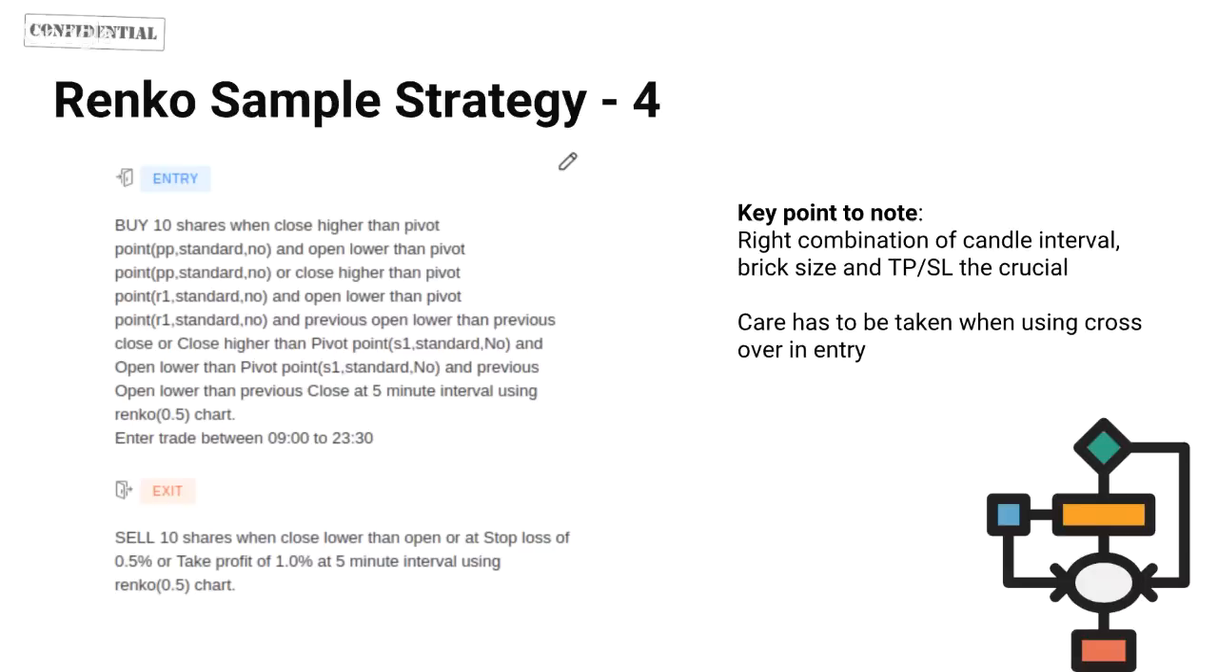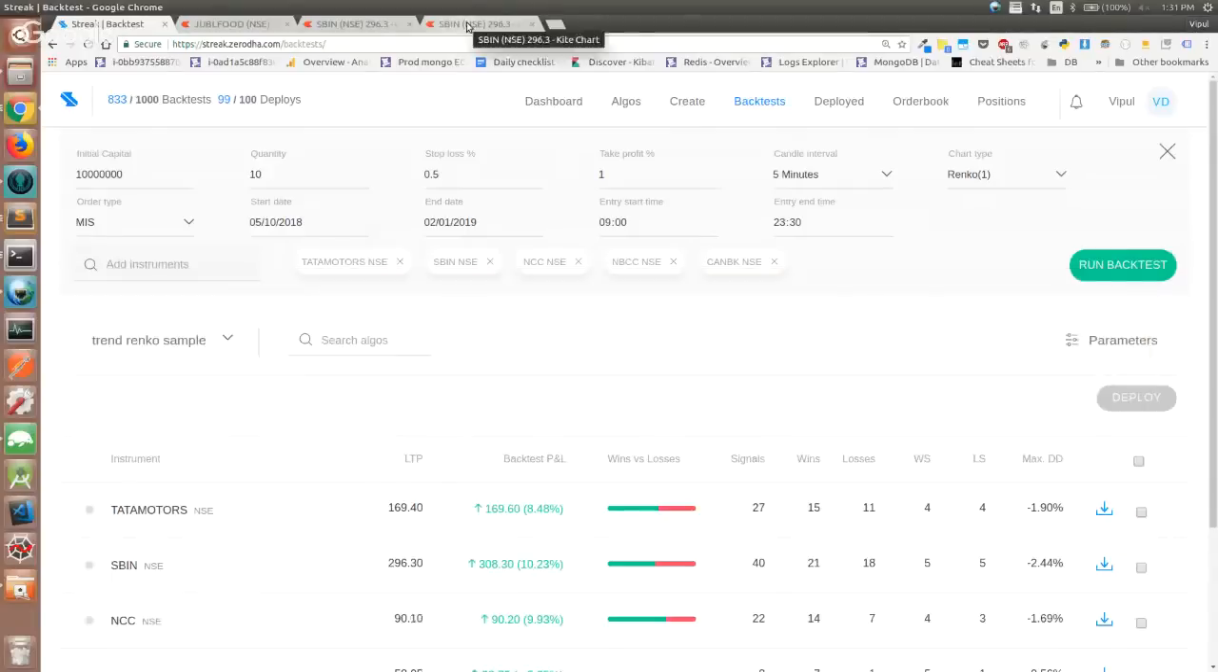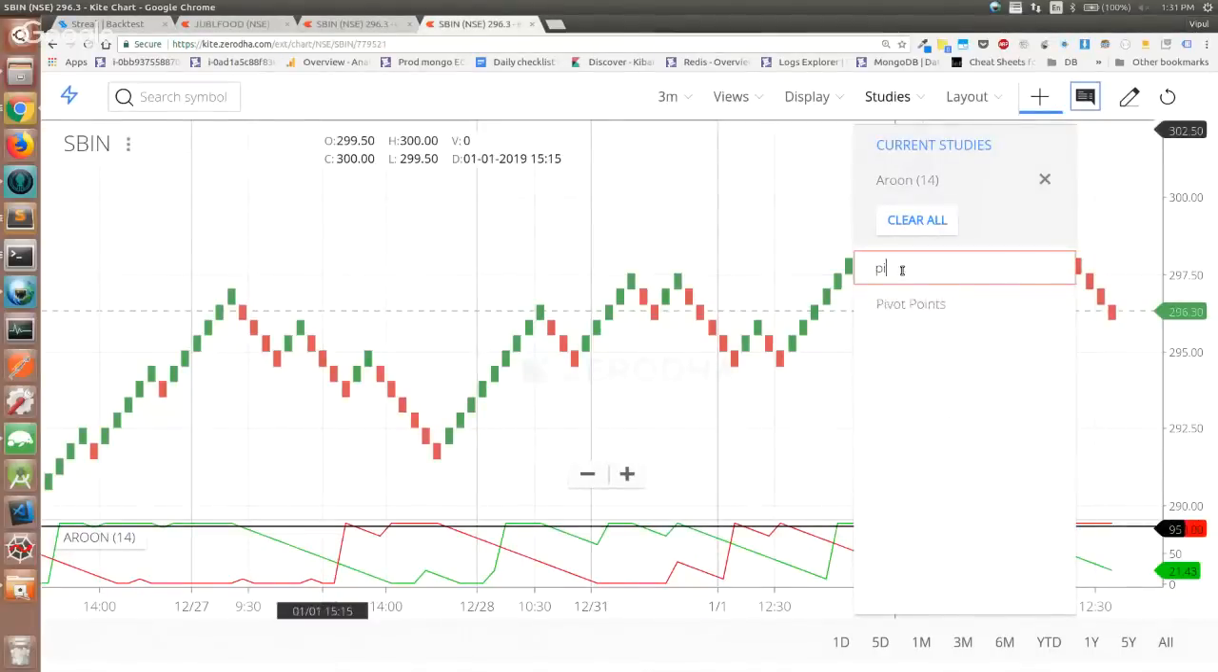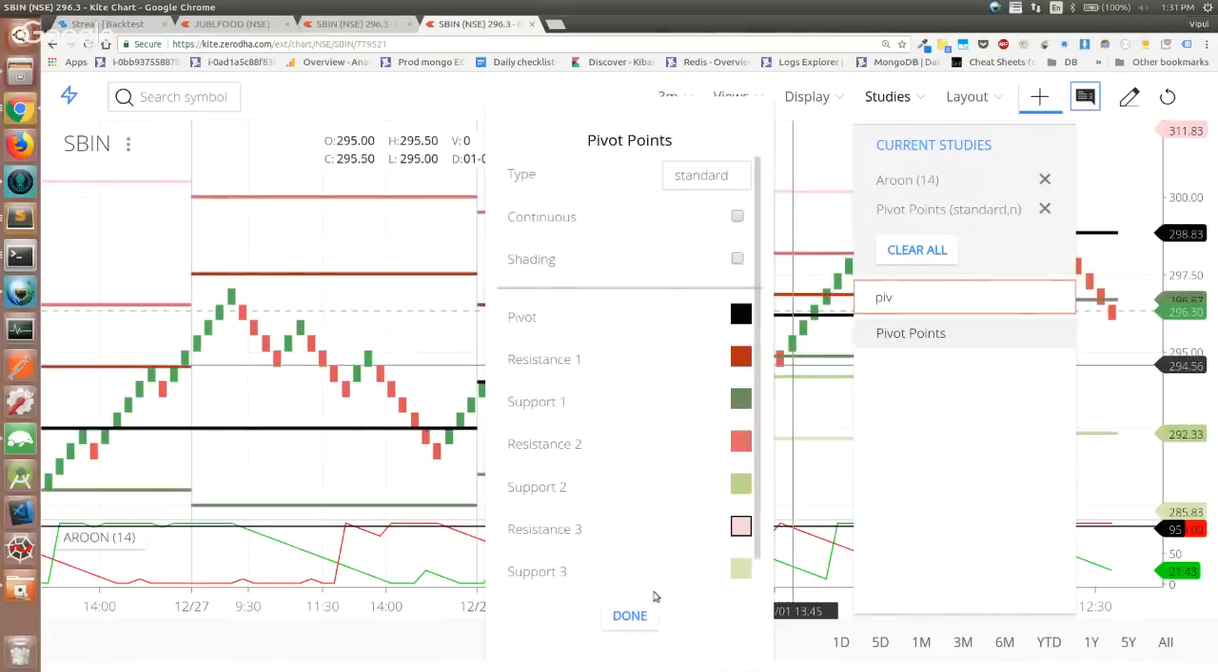So this is the support and resistance strategy. This is a very big strategy, as you can see in the screenshot, right? But what basically it is doing is this. Let me just add pivot points, right?